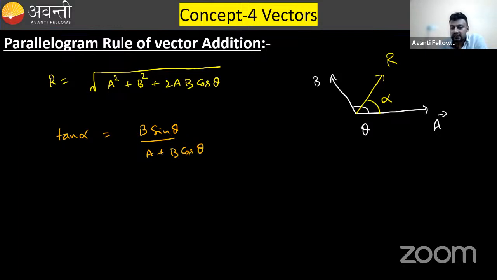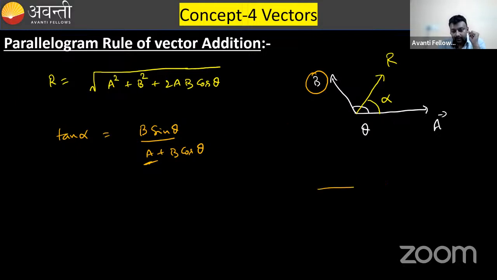What is theta here? Theta is the angle between the two vectors. What is B and what is A? You need to remember this in your mind. B is the vector away from alpha. Alpha is taken from A. Remember this: in this relation, A is the vector from which alpha is considered.